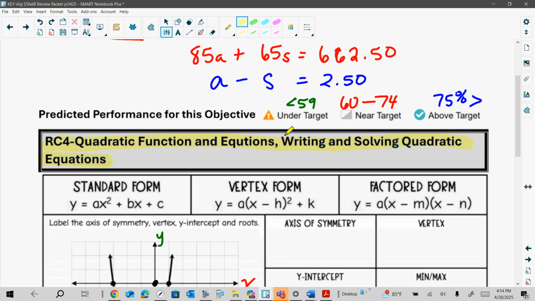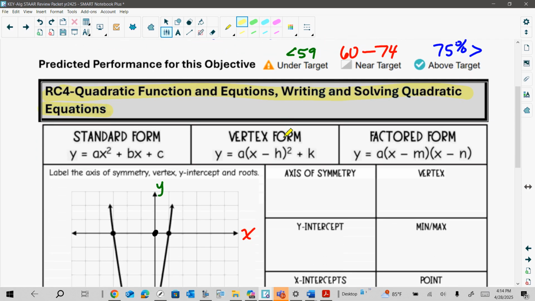This was the last test we just took on the secure site so far. You can look at your table and your percent score. If your percent score was 75 or greater, you're above target. If it's between 60 and 74, near target, and below 59, under target.